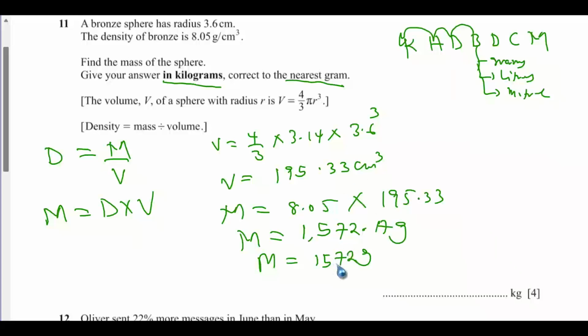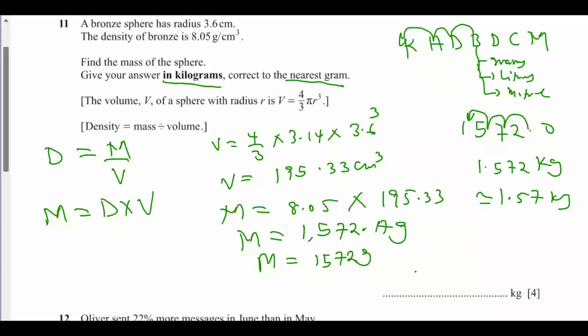So we have 1572 like 0.0. Okay, so from here we move backward 1, 2, and 3. So this will be 1.572 kilograms. So to 3 significant figures, this could be written as 1.57 kilograms. So you have 1.57 kilograms as our answer.